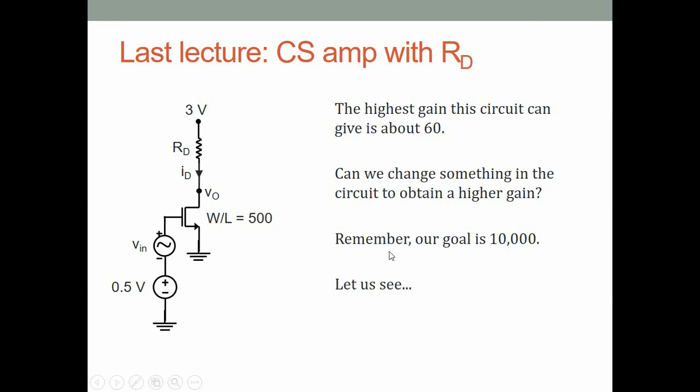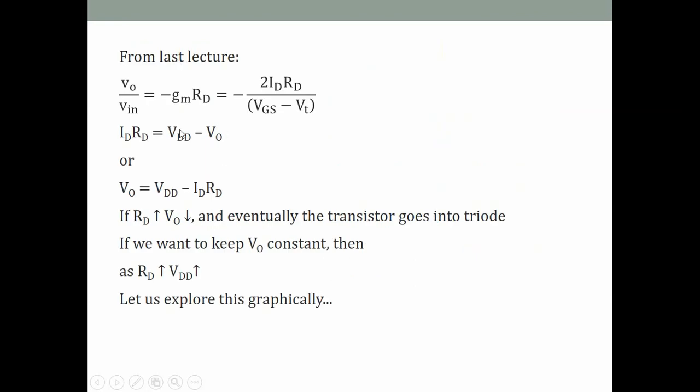But remembering that our goal in this course is to design an amplifier with a gain of about 10,000, the next question we ask is, well, can we do something to this circuit so as to obtain a higher gain? Let us think about this and see the expressions. We had derived this expression last time: VO by Vin is minus gm RD, and gm is 2ID over VGS minus VT, and then ID RD is the voltage drop across the resistor RD, so we can write that as VDD minus VO.